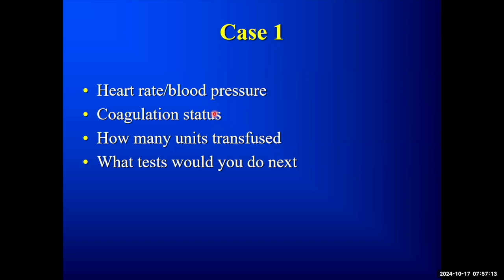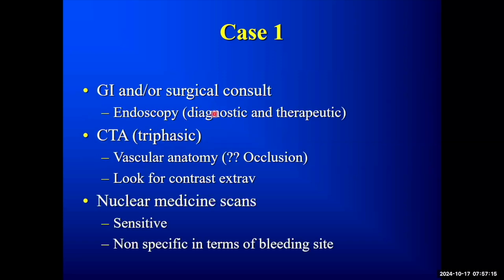So if it doesn't stop, what test would you do next? CTA is the correct answer, yes. But before we get to a CTA, you want to get other specialists involved. You want to have a gastroenterologist or a surgeon involved, because endoscopy, I think, is really the primary mode of treatment for GI bleed. So this can be both diagnostic, where's the bleeding from, and therapeutic. They can endoscopically treat these things. And then key, as Alex just mentioned, is a triphasic CT.